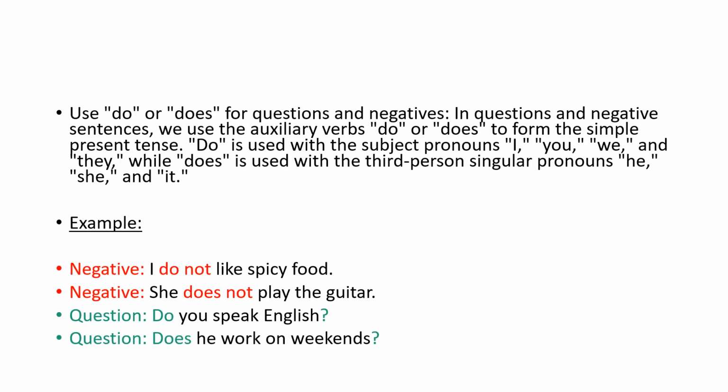When forming questions and negative sentences in the simple present tense, we use the auxiliary verbs do or does. Do is used with the subject pronouns I, you, we and they, while does is used with third person singular pronouns he, she and it. For example, I do not like spicy food. She does not play the guitar. Do you speak English? Does he work on weekends?